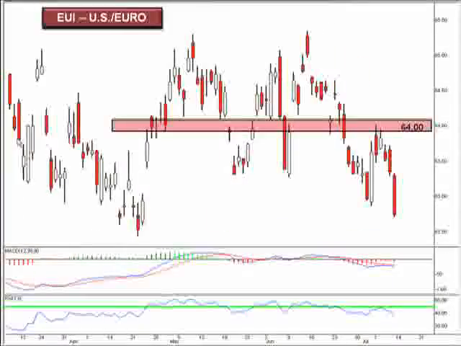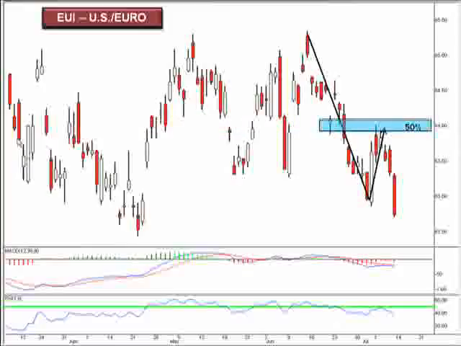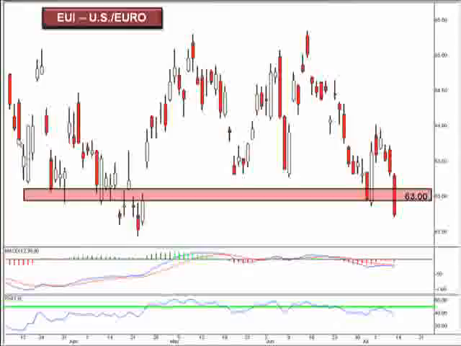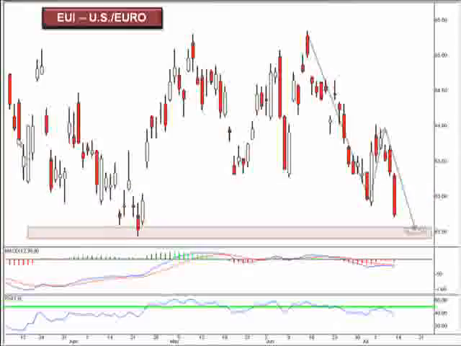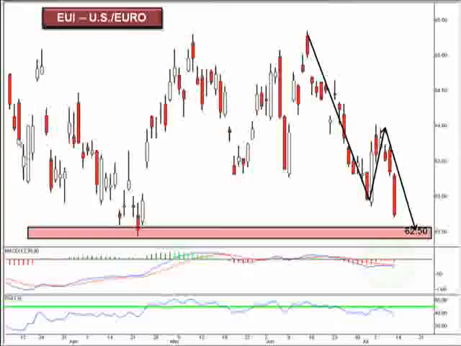Our EUI found a little bit of resistance at the 64, which, based on a fib retracement, also represented a 50% retracement into a resistance level at the 64. Now, we did look at the 63 level as a potential support, but as you can see, it's since broke through there. A measured move would see us down into the 62.5. Our MACD is also suggesting a continuation to the downside, as well as our RSI. So path of least resistance down to the 62.5.